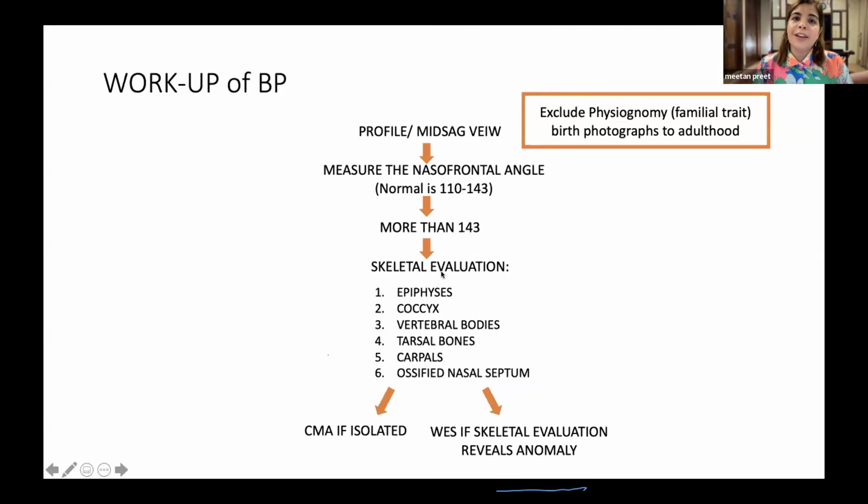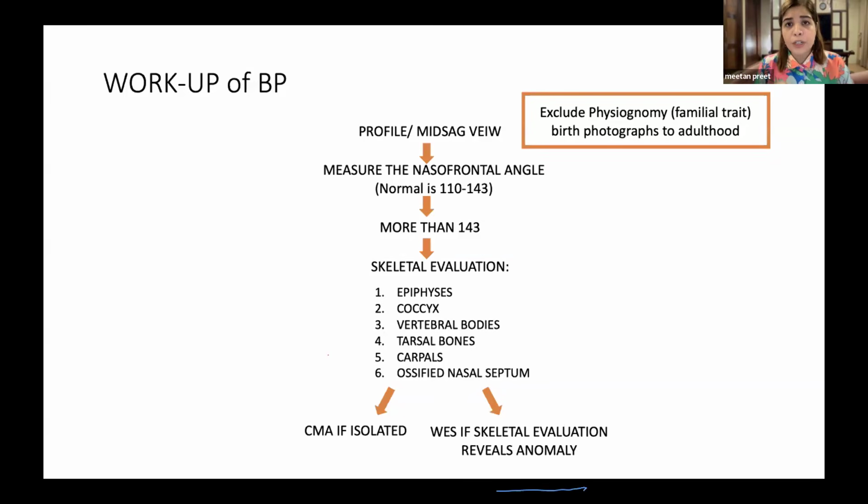I do a full skeletal evaluation of the child. I see all the epiphyses, including proximal as well as distal, of the axial as well as the appendicular skeleton. I look for premature ossification of the coccyx. Now, coccyx should never develop before birth. It is always a postnatal ossification. So if you're seeing the coccyx, please look at the baby's face more clearly.